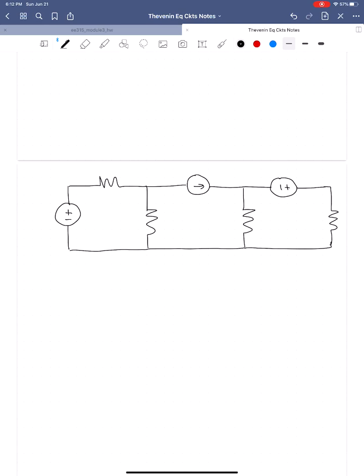Okay, and I'm just gonna, give me a second, I'm gonna grab this and move it over a little bit.